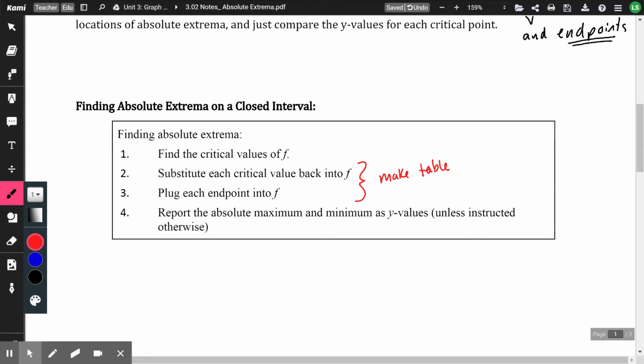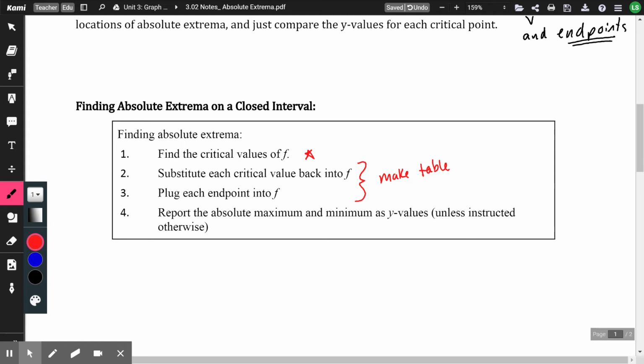So even though we're going to use calculus for step number 1, we're not going to say where are we increasing and where are we decreasing. We're literally just taking all of those critical values that we found, and we're going to use them all in addition to the endpoints.